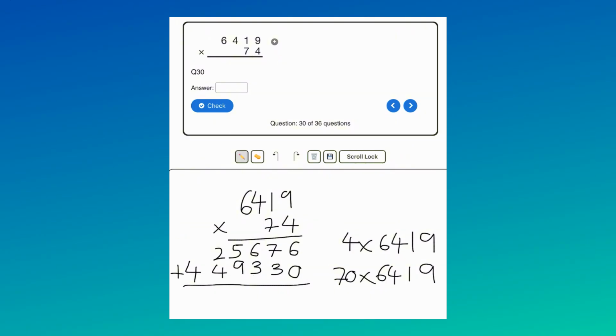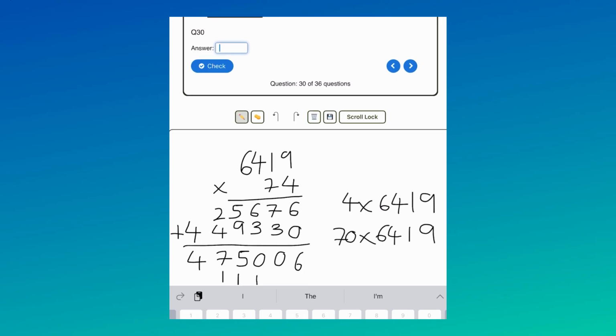6 plus 0 is 6. 7 plus 3 is 10. So I've got a 0 and I carry the 1 to the next column. 6 plus 3 plus 1 is 10 again. So I put my 0 and carry the 1 to the next column. 9 plus 1 plus 5 is 15. So I put my units here and I carry my 1 to the next column. 4 plus 2 plus 1 is 7 and 4. So my answer is 475,006.